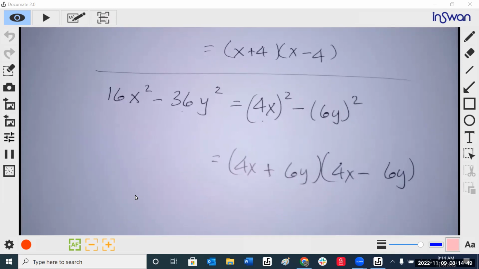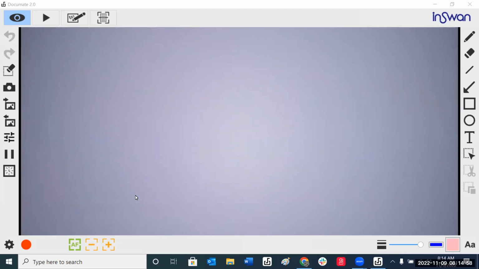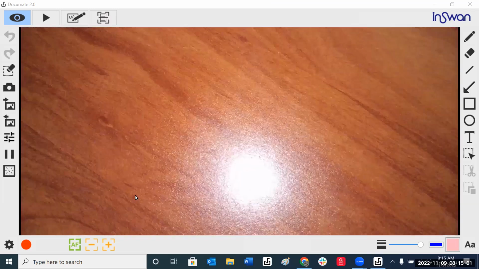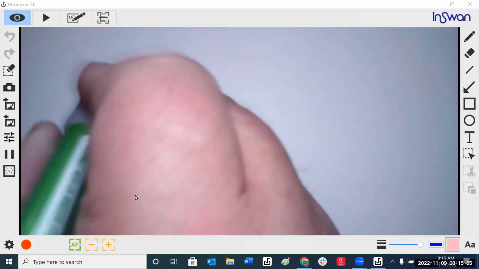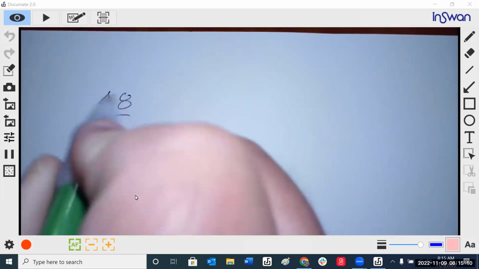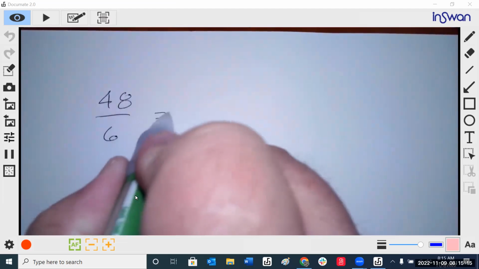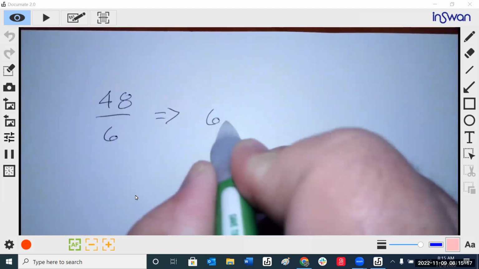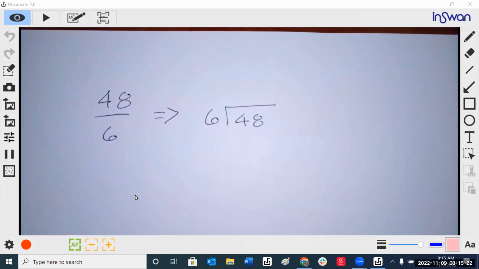Now, how does all this relate to division? Good question. I'm glad you asked. What does division really do for us? Yeah, so if we had 48 divided by 6, well, this can be rewritten as this. Remember seeing that division symbol a long time ago?